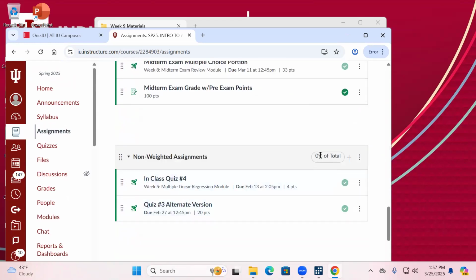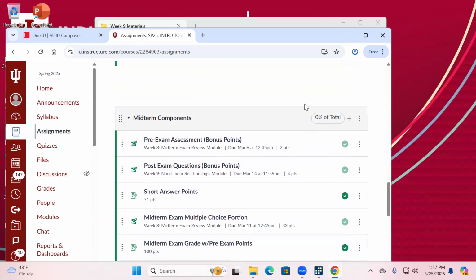So you've got 9, so it should be 0% of your grade. So why is it showing you anything? Because I've got it set to be 0. All the midterm components would be set to 0, and it's not showing up as 0 for you. Scroll up. You can just keep following.